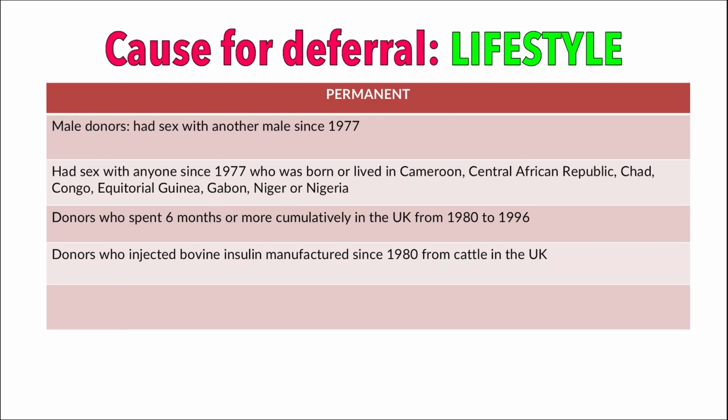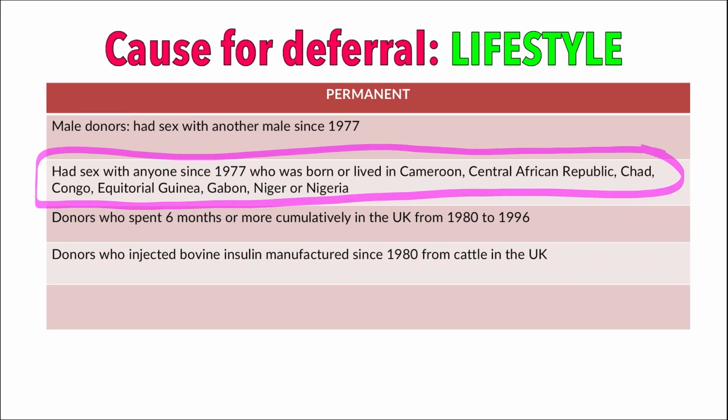1977, because this is the year when there was widespread use of non-sterile needles in these countries. That makes them prone to HIV because of course HIV can be transmitted through sharing of needles or non-sterilized needles. And then donors who spent 6 months or more cumulatively in the UK from 1980 to 1996, and donors who injected bovine insulin manufactured since 1980 from cattle in the UK, because they said that this can also be a source of blood transmissible diseases.